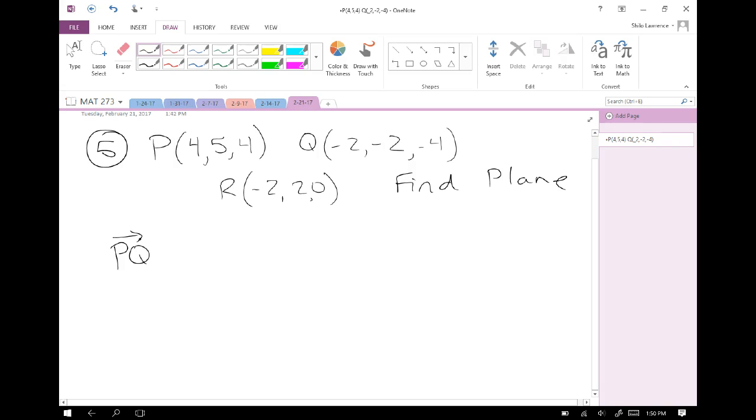You can't make PQ and QP. R has to get used in there somewhere. So I'm going to make PQ. That means I'm going to do my Q's minus my P's.